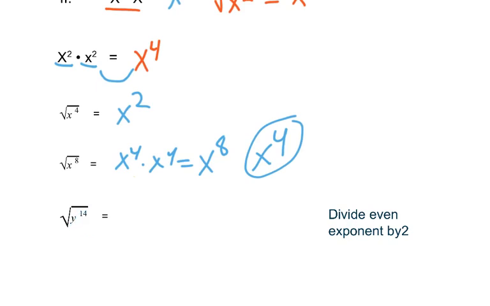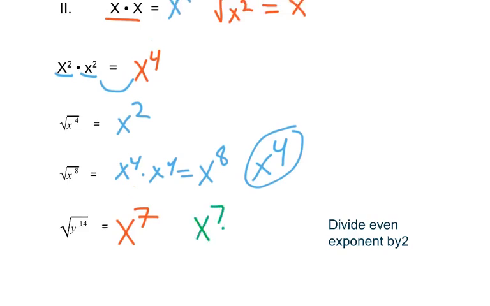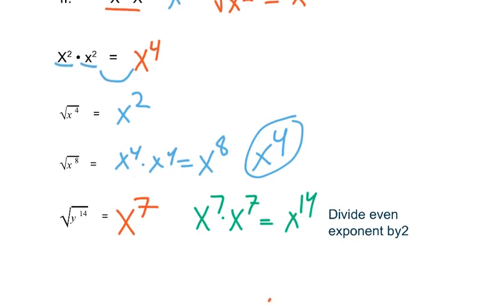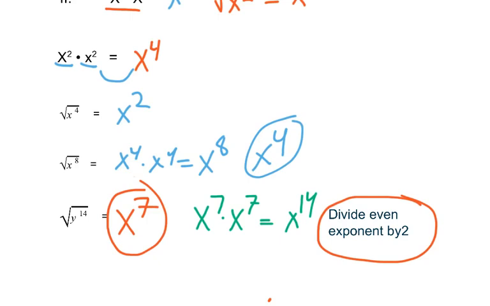So if I take 14 divided by 2, what do you think I end up with? Well, I'm going to end up with x to the 7th. And just to show you that that is the correct answer, what is x to the 7th times x to the 7th? Well, that is x to the 14th. So when you have an even exponent, just divide the even exponent by 2, and it then escapes the radical symbol. Just divide it by 2, so then outside the radical symbol will be x to the 7th here. Okay?